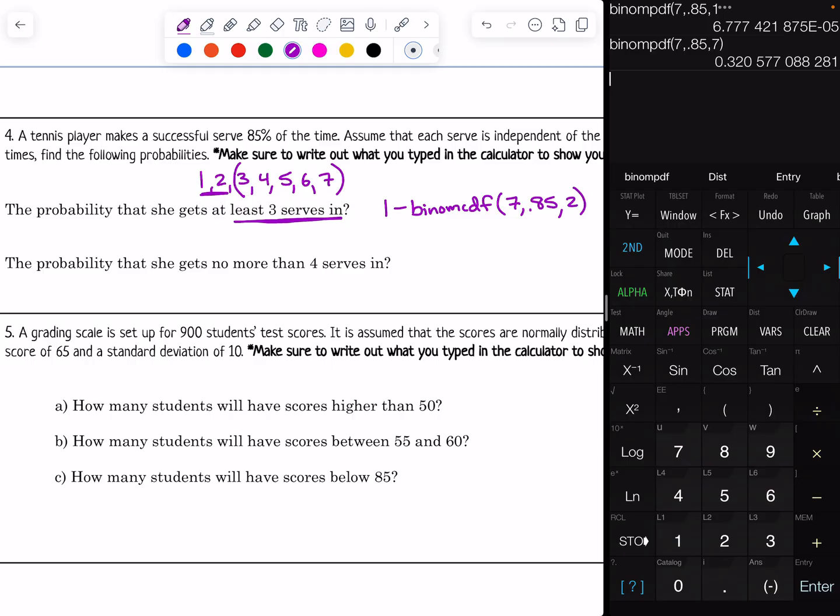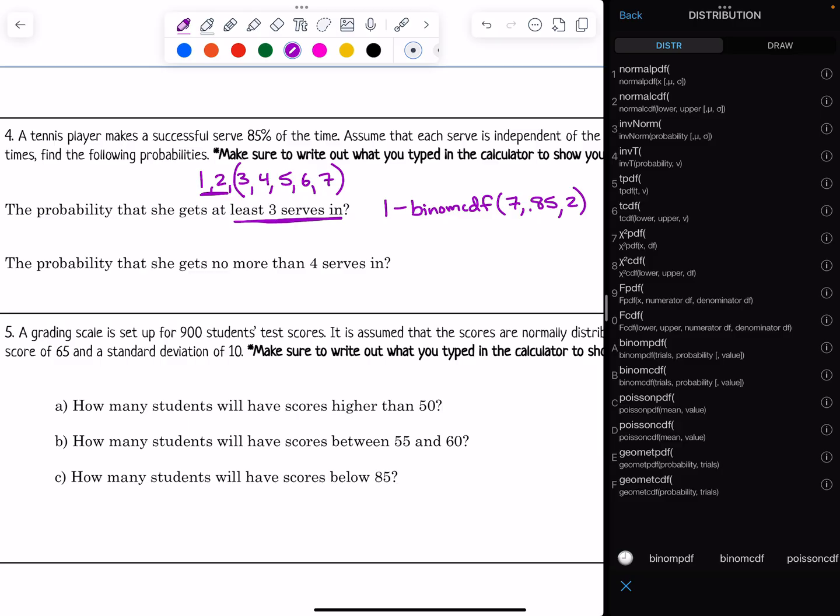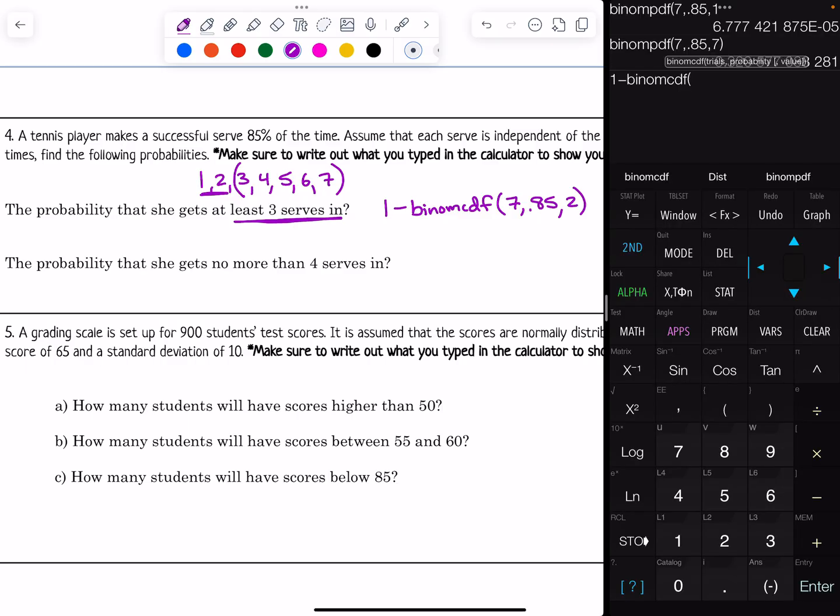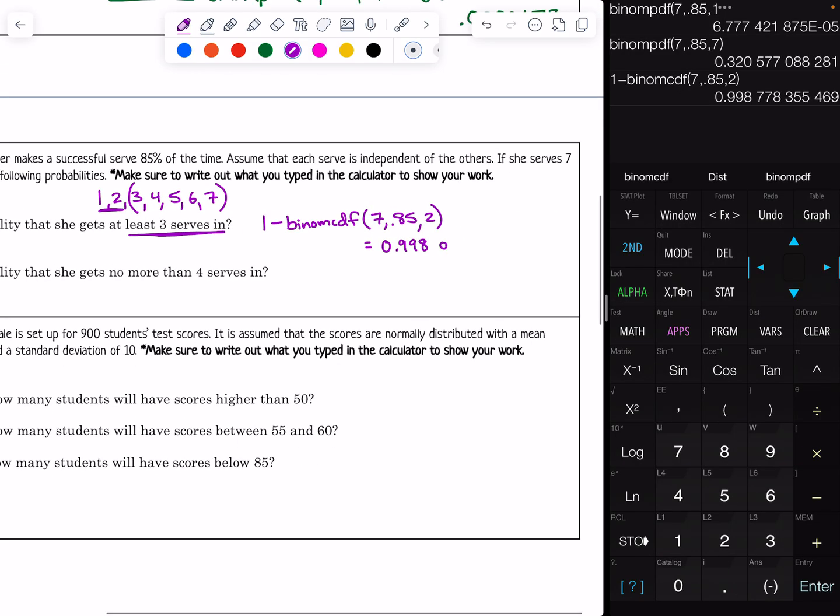And you're going to be left with the probability of 3, 4, 5, 6, or 7, which is what we want. So 1 minus, and then second vars would be binom CDF this time. And then we have 7, comma, 0.85, comma, 2. And we get 0.998 for that probability. And you can leave it like that, or you can put it as a percent, which would be 99.8%. So I'll just put that, because some of you wrote it that way. Okay, but either one is fine.